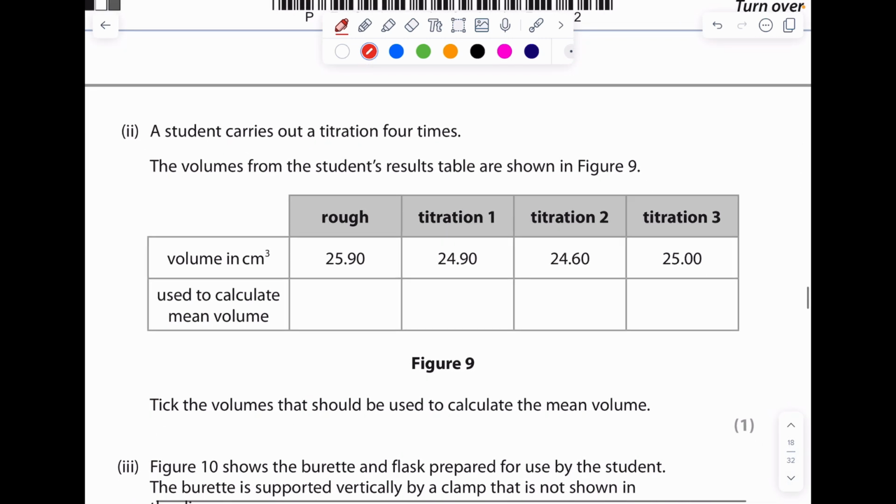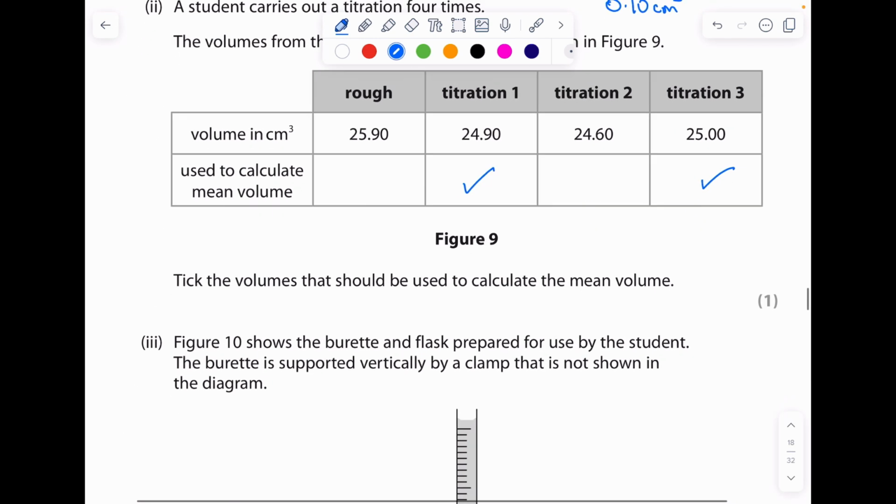Okay, next question. A student carries out a titration 4 times. The volumes are shown in figure 9. Tick the volumes that should be used to calculate the mean. So what you tend to do in a titration, you are looking for volumes that are within 0.1 centimeter cubed of each other. And the only two that match that criteria is this one here and this one here. The rest of them would be ignored in your calculation.